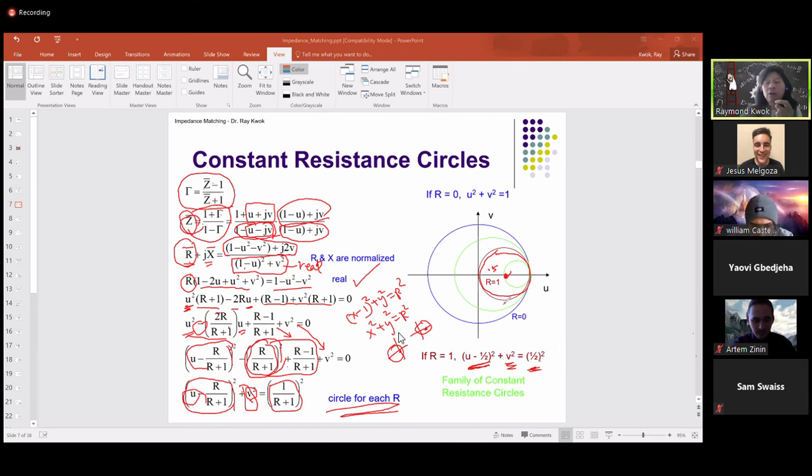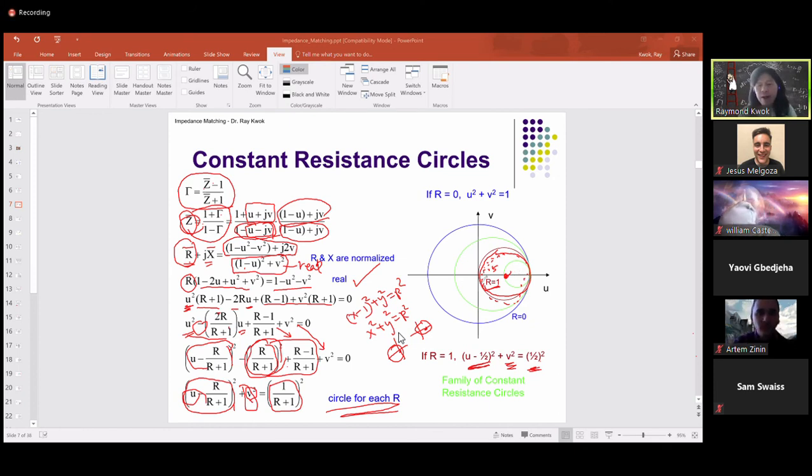I always call this the 1 circle. What does that mean again? This is when R is equal to 1. What does R equal to 1 mean? The normalized resistance is equal to 1. So if we are looking at a 50 ohm system, if everything is normalized to 50 ohms, this circle is a 50 ohm circle. That means any point on this circle, on the circumference of the circle, has a real part resistance equal to 50 ohms. Is that clear?